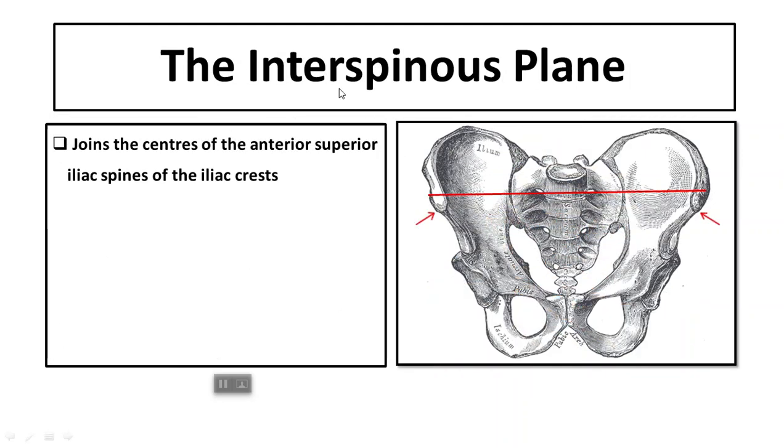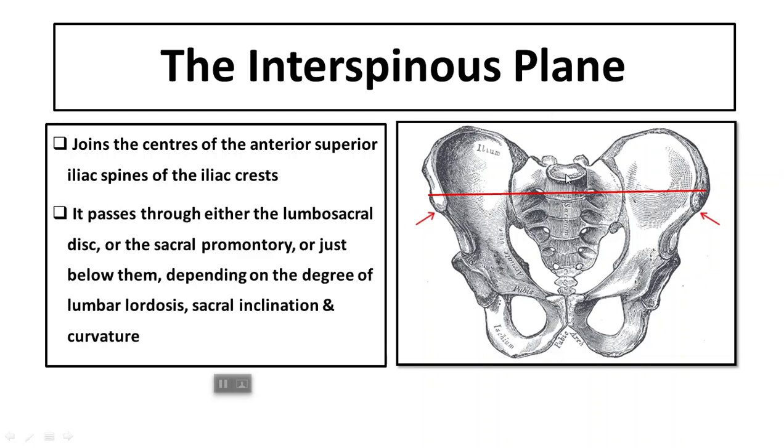The interspinous plane, another horizontal plane called interspinous. Interspinous plane joins the centers of the anterior superior iliac spine of the iliac crest. This is the ilium. This is the upper curved margin, which is called iliac crest. Its anterior end is called anterior superior iliac spine. The plane that joins the two anterior superior iliac spines is called interspinous plane.